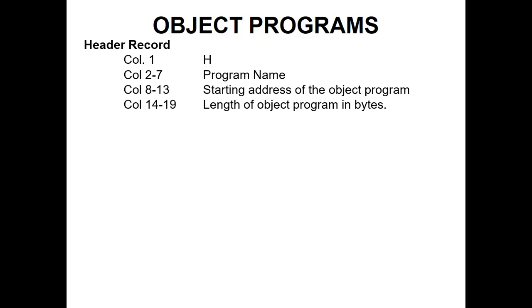The first character is H, meaning header. Then the name of the program, which should be abbreviated so that it fits in only 6 characters. Then from the 8th character up to the 13th character, we have 6 digits. That is the starting address of the program. And then from 14 to 19, that is the length of the object program.